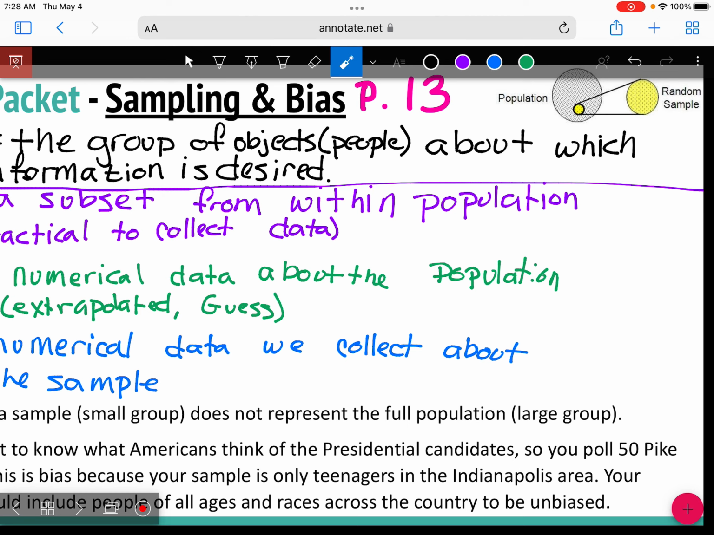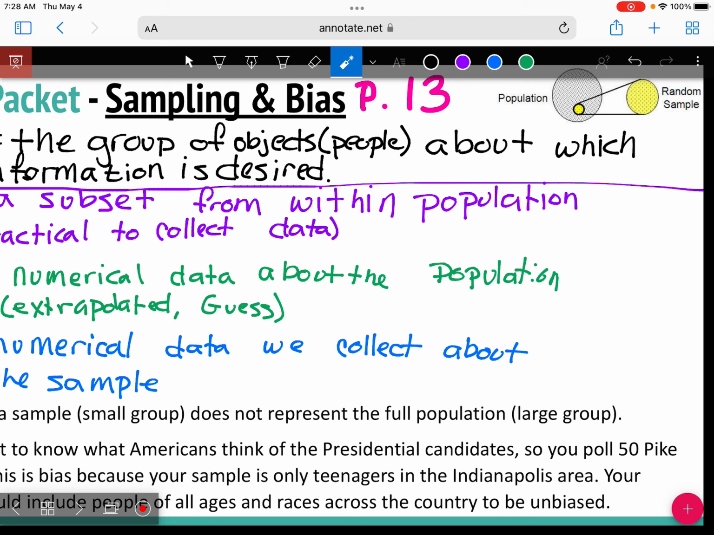Okay? So what we're going to be looking at today is we're going to identify populations and samples, parameters and statistics, and then we're going to say if the sample, the subset, is representative of the population. So is the small group a representation of the big group? Is that a good little view? Or did we break our population into little clubs? Okay, so that's what it talks about with bias. This one is already written down for you. Bias is when the sample does not represent the full group.